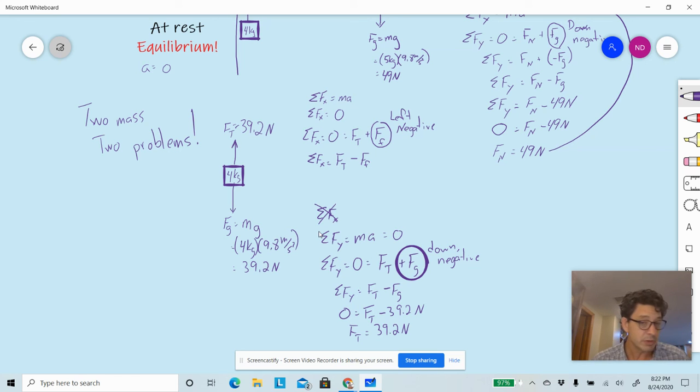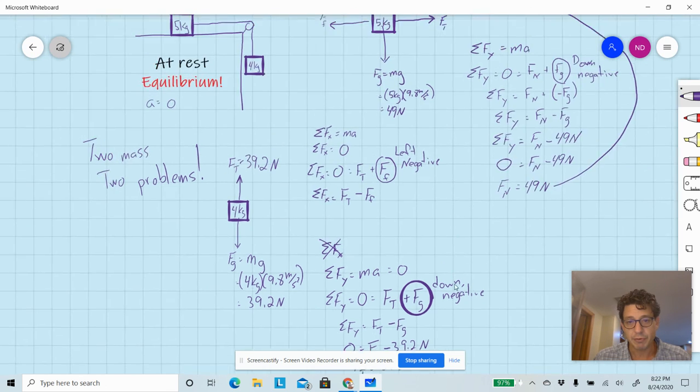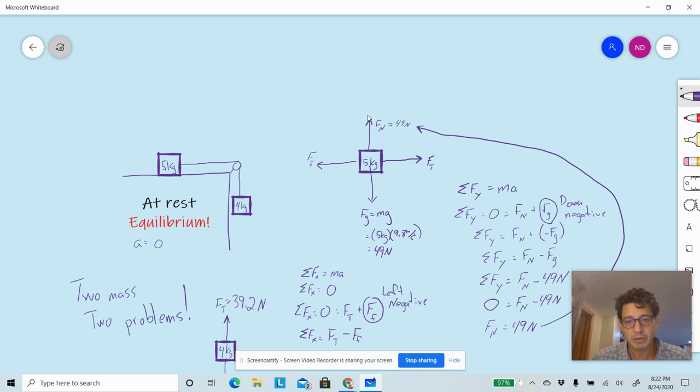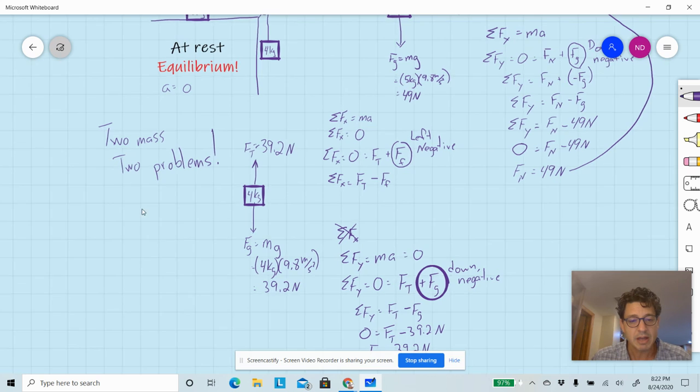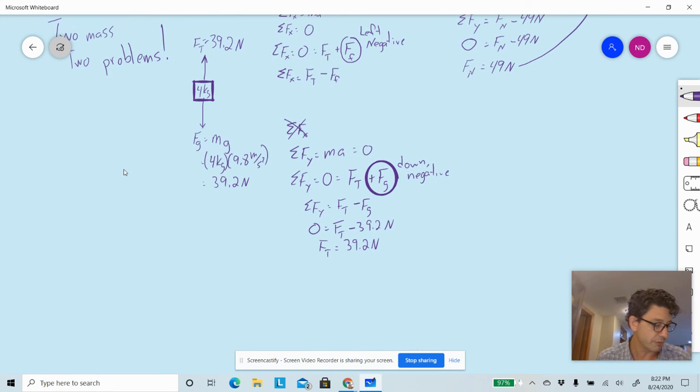That's actually parts A and B. So we drew our free body diagrams, pretty obvious. The first free body diagram looks like this, these 4 arrows. The second free body diagram looks like this, these 2 arrows. And part B asks to figure out the force of tension acting on the string. The force of tension on the string is 39.2 newtons.